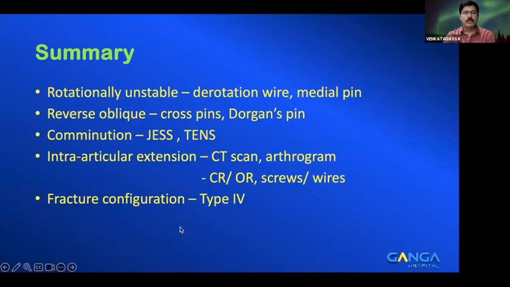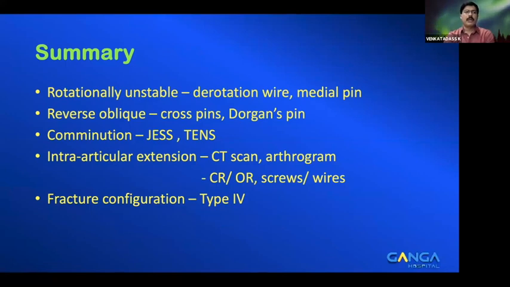Whenever you have comminution, you might have to choose other types of fixation, like a mini external fixator or a joystick fixator, or sometimes TENS, and even in adolescent patients, you might have to think about plating these fractures. Whenever there is an intra-articular extension in adolescents, it's a good idea to take a CT scan to know the fracture pattern, and an arthrogram comes in handy to look at the articular congruity. You may be able to get a closed reduction sometimes, and if you don't get a good closed reduction of the joint, it needs open reduction and fixation with screws or wires depending upon the age of the child.